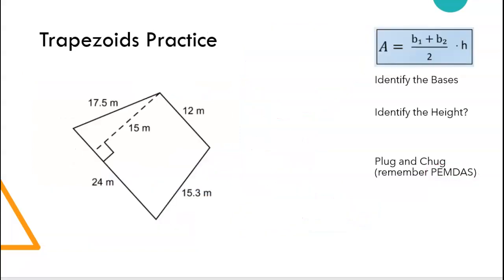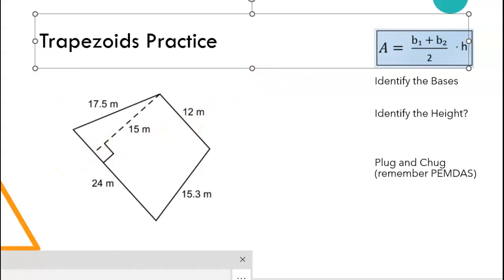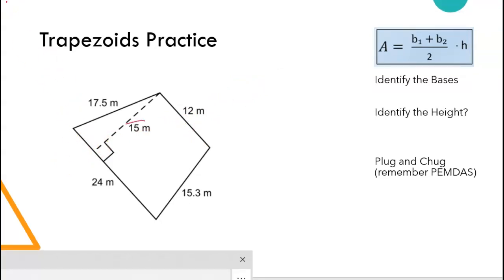You want to try another one? Okay, well let's look at the bases. Which is the base? We're going to be a detective here. Look at this, kind of on its side. So, first of all, we're going to look in. Here is our dotted line. It goes from this corner to this bottom base at a 90-degree angle. So that will be our height for sure. This is our height, 15 meters.